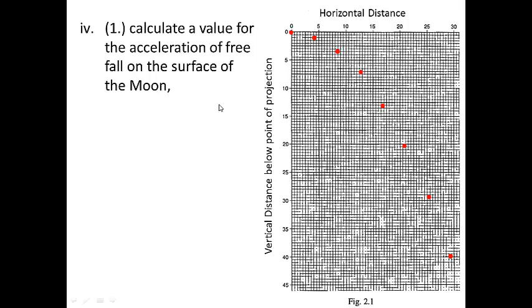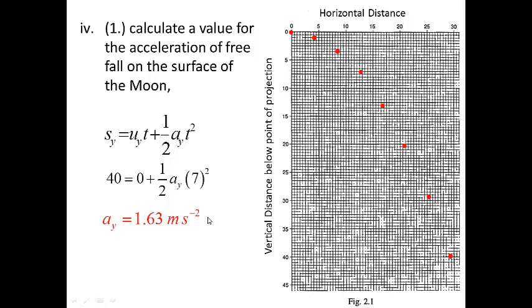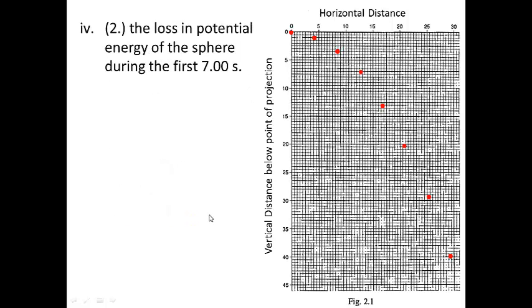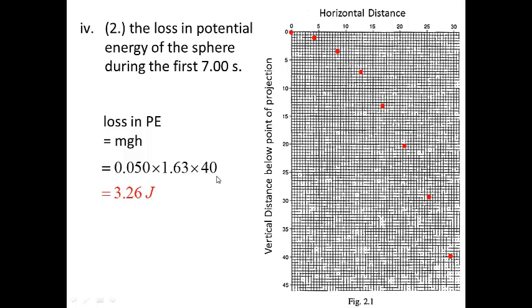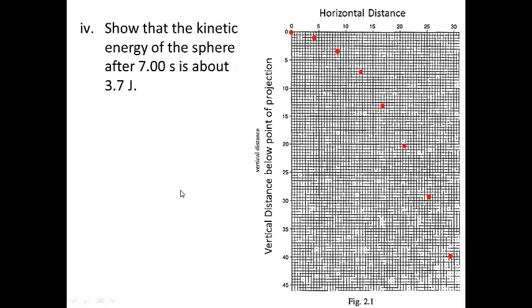Calculate the value for the acceleration of free fall on the surface of the moon. So s equals ut plus half at squared. The initial vertical speed u is 0. So we end up with this equation, and a is 1.63 meters per second squared. Next, the loss in potential energy of the sphere during the first 7 seconds. So loss in potential energy is mgh, mass is 50 grams, g is 1.63 and h is 40. So we end up with 3.26 joules.